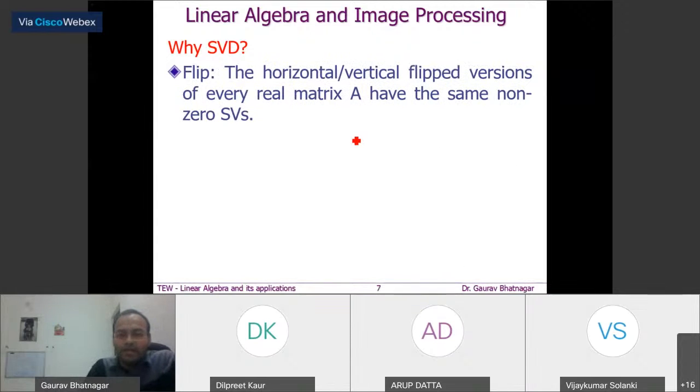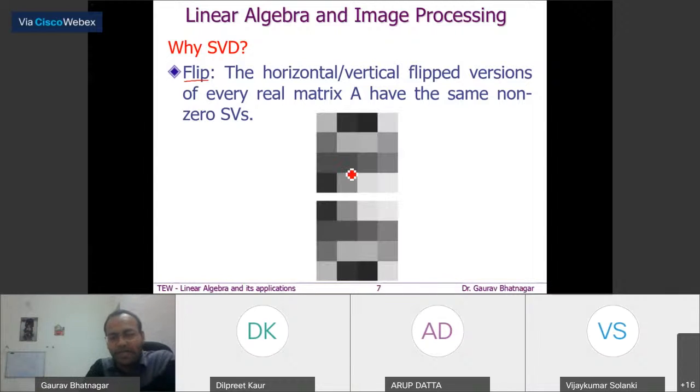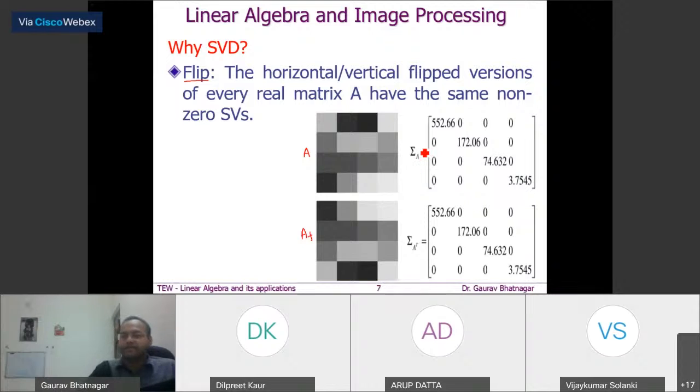The second property is flip. The horizontal and vertical flip version of every real matrix A has the same non-zero singular values. The flip means I am looking at the reflection either with respect to the horizontal axis or the vertical axis. So let me take this particular matrix again. This is the same matrix A, and this is the flipped version AF. Then these two matrices are going to be the same. Again, if I calculate these two matrices using MATLAB, I am going to get the same singular values for both.